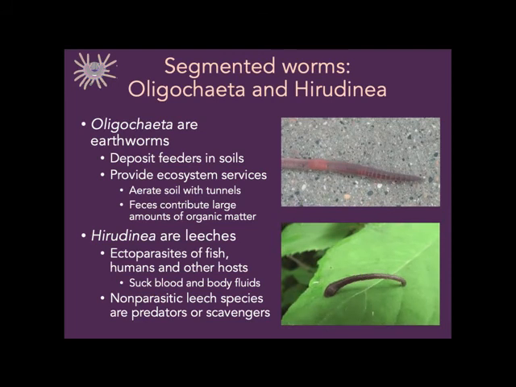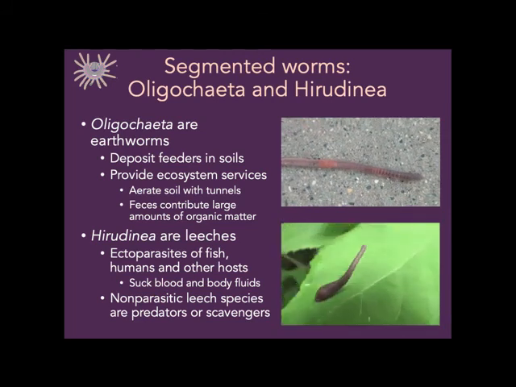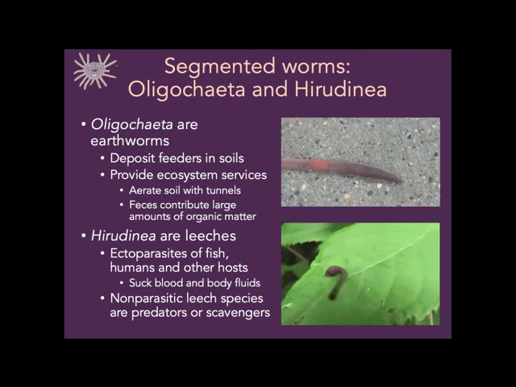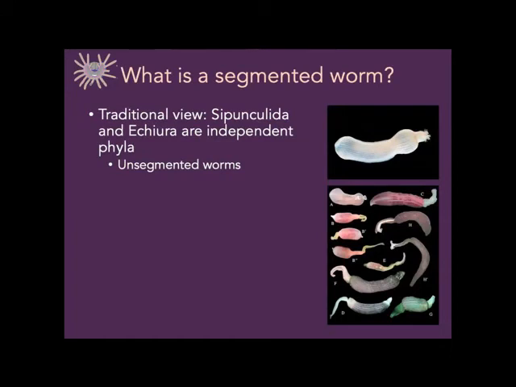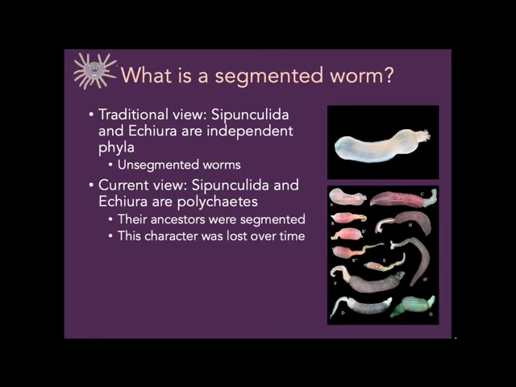We used to think that there was a phylum called Sipuncula and a phylum called Echiura, and we used to think that those were independent phyla. So this top picture is a sipunculid, and the bottom one is some echiurans. So you can see they have no segments. But we know now that sipunculids and Echiura are actually polychaetes. And so in both of these lineages, the ancestors were segmented, but then the segmentation was lost over time. So because of that, we now know that the polychaetes are paraphyletic. Although I suppose if you want to consider the sipunculids and the echiurans to be polychaetes, then I guess polychaetes aren't paraphyletic anymore.